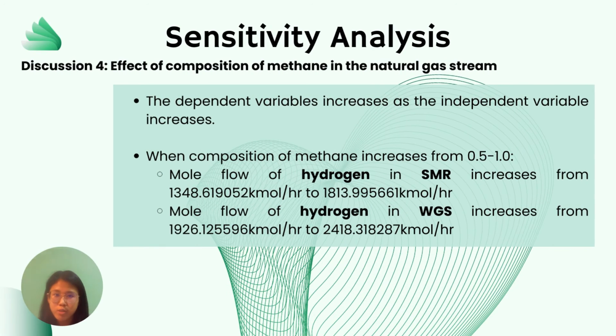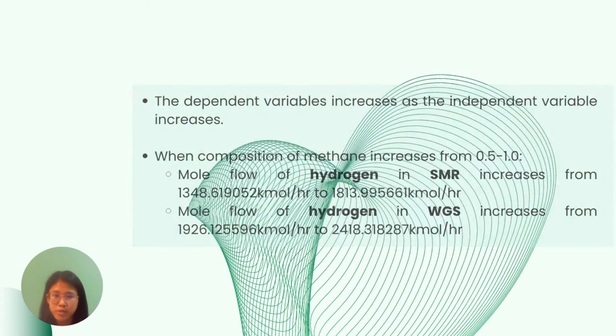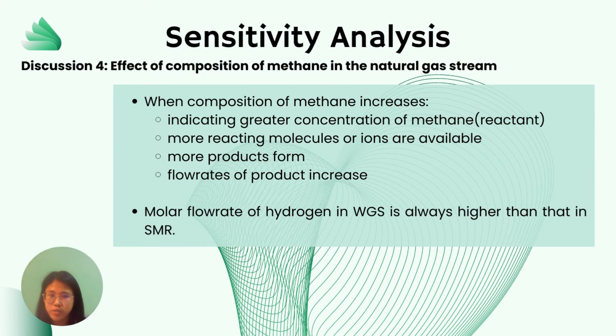From the graph, it can be observed that when the composition of methane in the natural gas feed increases, the molar flow rate of hydrogen in both the SMR and WGS outlets increases. This is because the increment of composition of natural gas indicates higher purity and concentration of methane. When the concentration of methane reactant is higher, the rate of reaction is higher, and more products are formed because more reacting molecules or ions are available. Therefore, the flow rates of the products will increase.